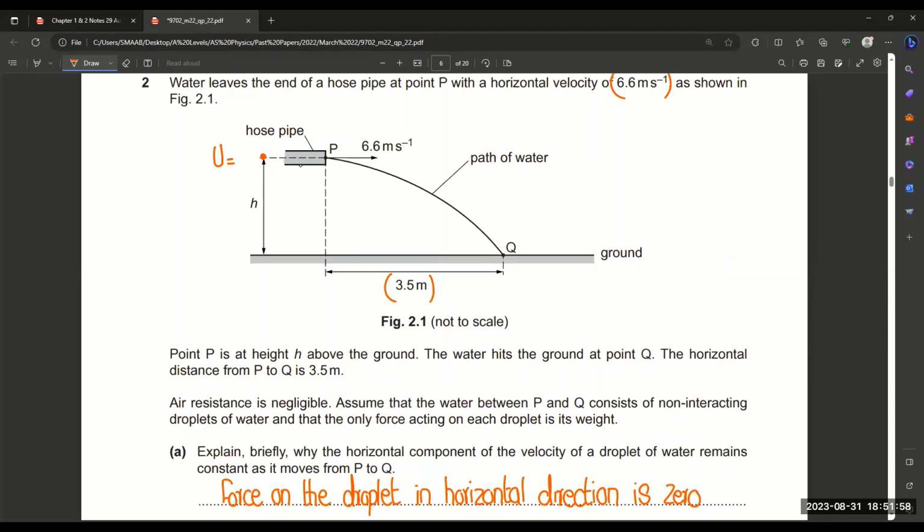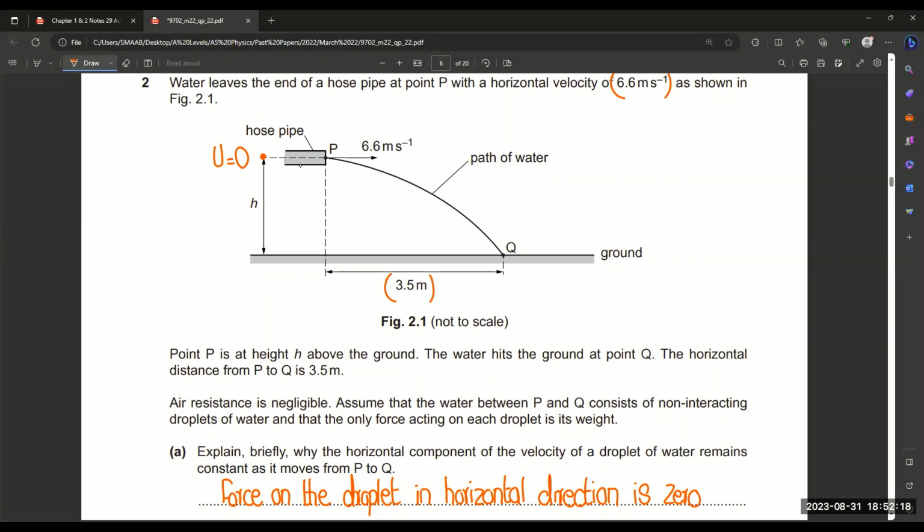6.6 or 0? Oh, zero, right? Because the acceleration is... So at initial, we have initial velocity 0. So we have to use that formula in which initial velocity is always there, right? So we only need to consider initial velocity.